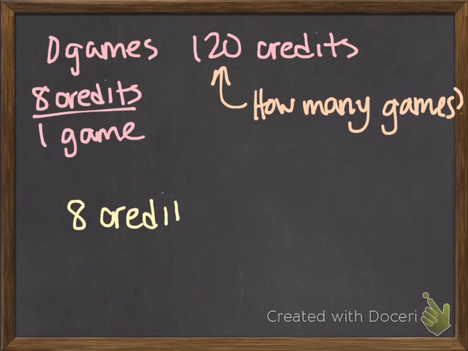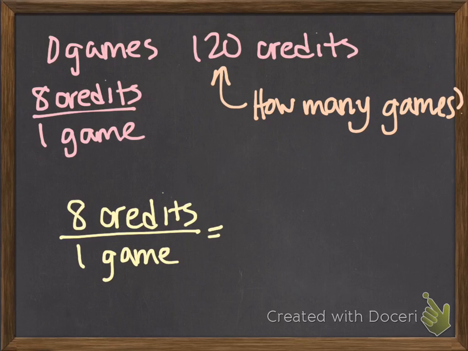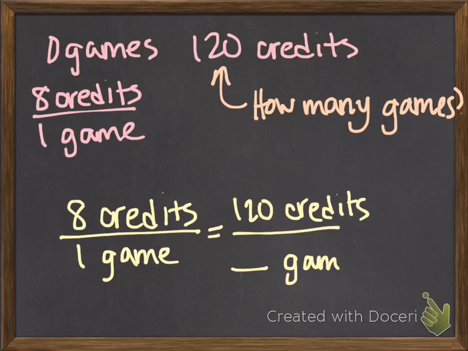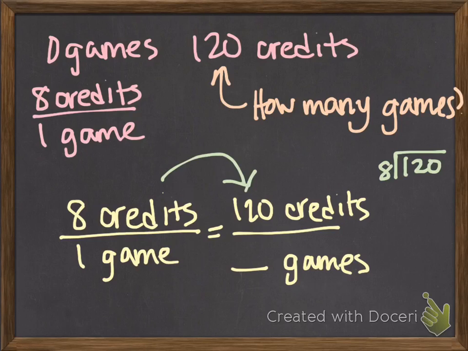So we're going to set up a ratio here. 8 credits equals 1 game, 8 credits divided by 1 game equals 120 credits divided by some amount of games. And we want to find out, what did we do to the 8 credits to get 120? We're going to multiply it by something. So I need to do the inverse of multiplication to figure out what I'm multiplying 8 by. So I'm going to do 120 divided by 8.